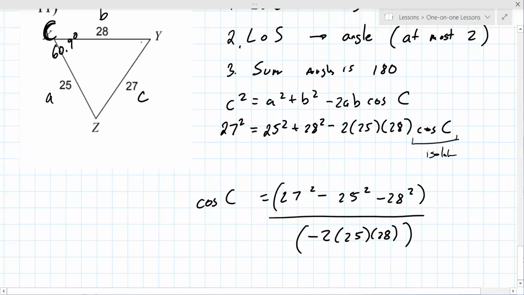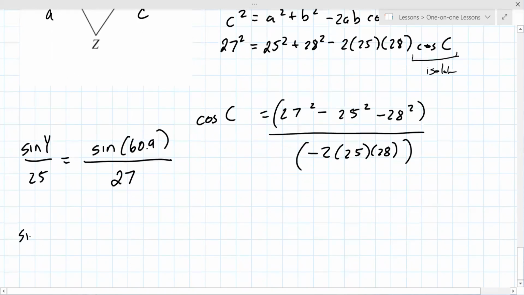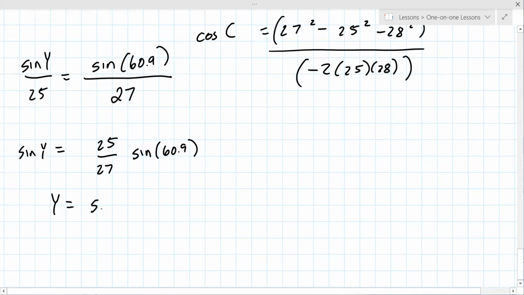So we get to decide. I'm just going to arbitrarily pick y. It doesn't matter since we've got all three sides. To find the sine of y, we need the side across from it. That's 25, over the sine of 60.9, where the side across from it is 27. So that's your law of sines there. So the sine of y is equal to 25 over 27 times sine 60.9, moving the 25 over. So y is equal to the sine inverse, or arc sine, of 25 over 27 sine 60.9.